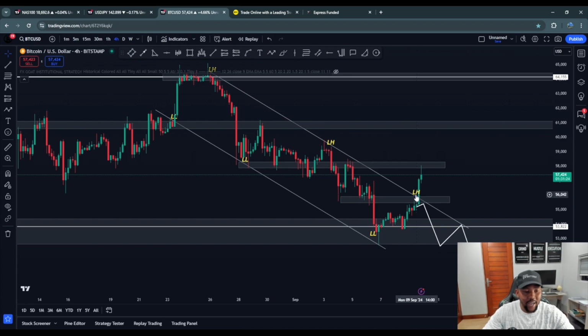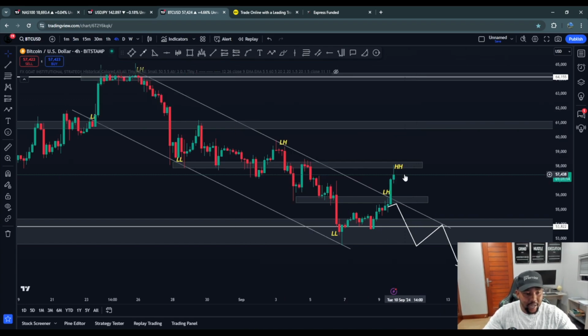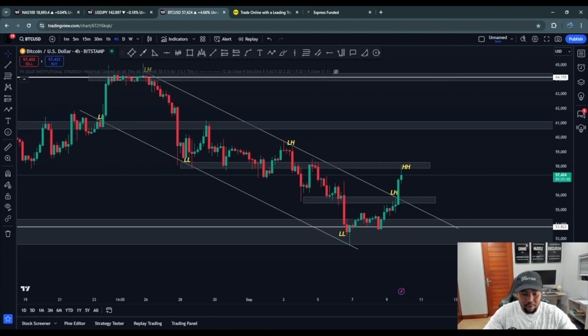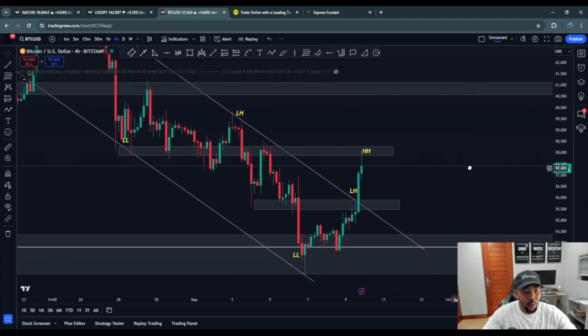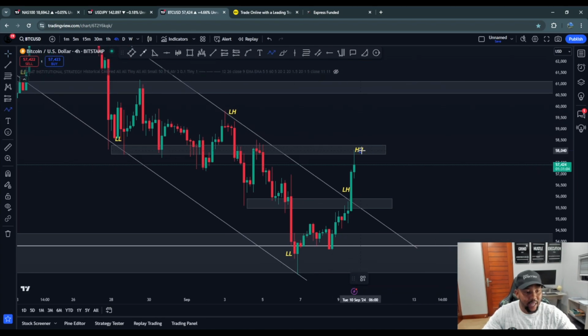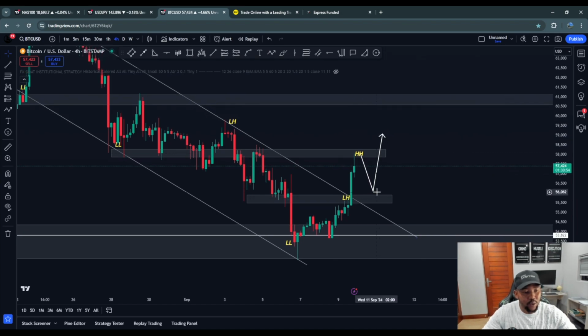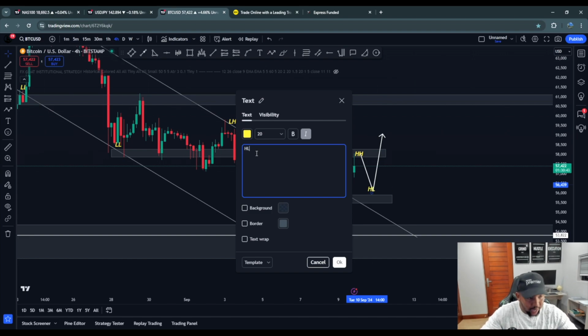From this lower high, we now had a higher high. A higher high indicates that we are now having a bit of change of trend. From this higher high, we're going to expect one thing, guys. We're going to expect a higher low. A higher low means that we have a low that is higher than the previous low. We're going to expect to have a higher low.